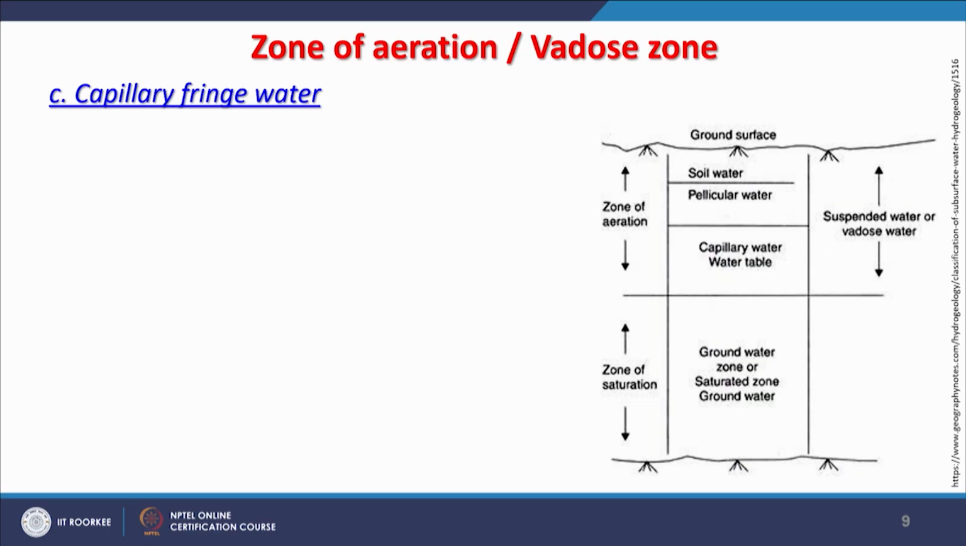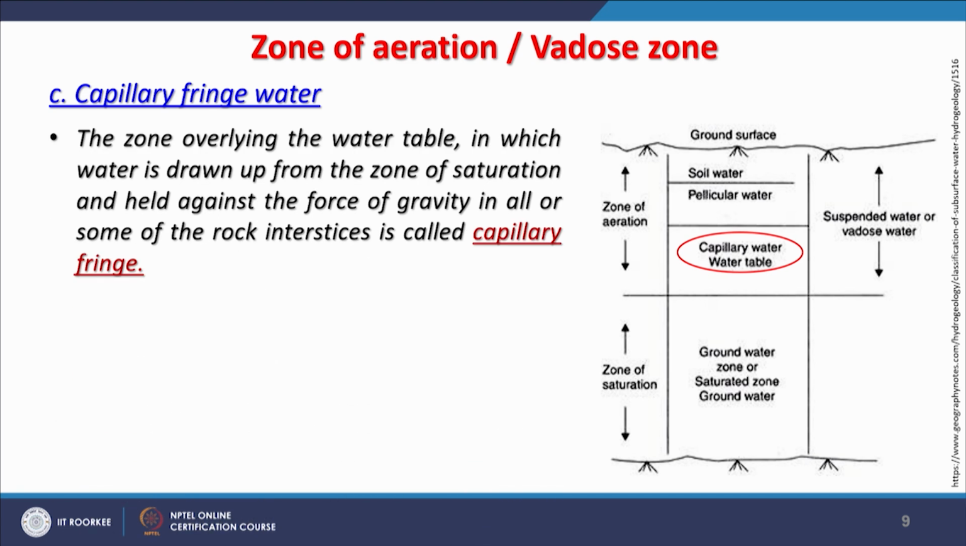Then the third section of the zone of aeration is capillary fringe water, the zone overlying the top of the water table, in which water is drawn up from the zone of saturation through capillary action and held against the force of gravity in the rock interstices. It is called the capillary fringe. Now this sounds very small, but it is very important in certain conditions.